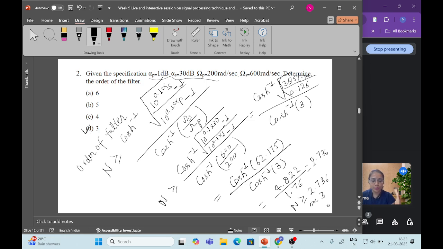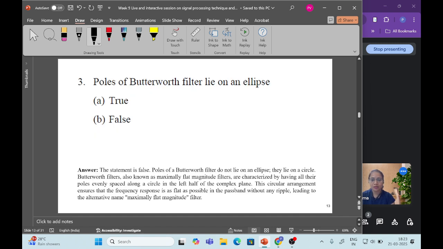So I hope you understand this question. Moving to the next question: poles of a Butterworth filter lie on an ellipse. Is this statement true or false?